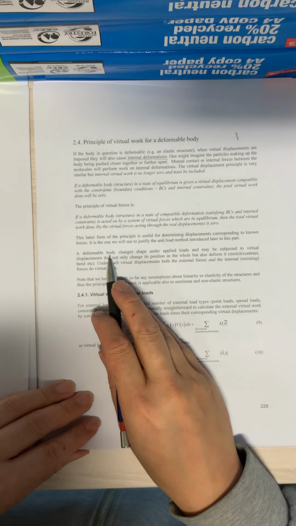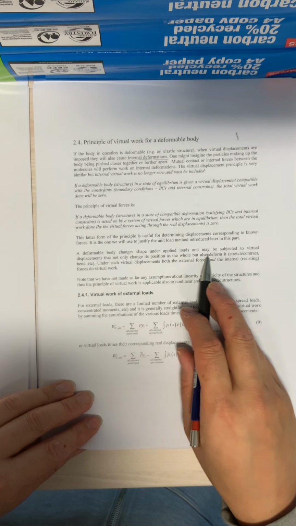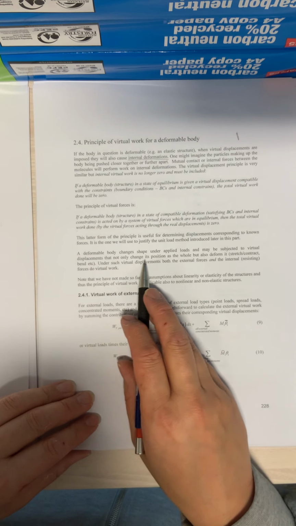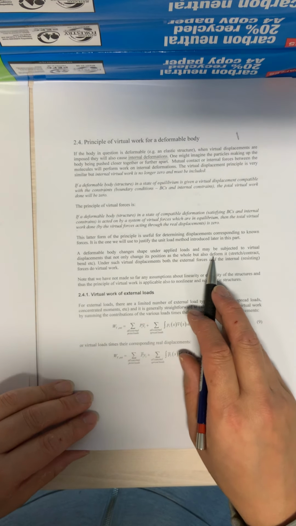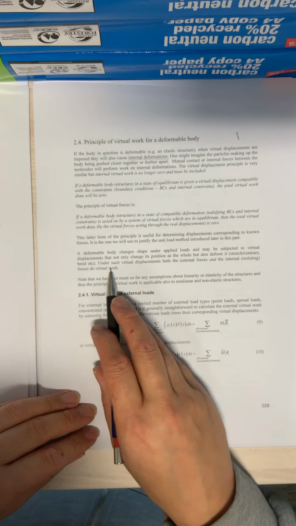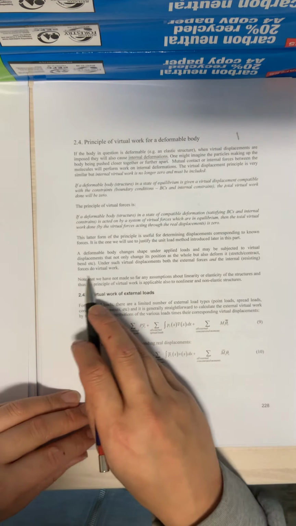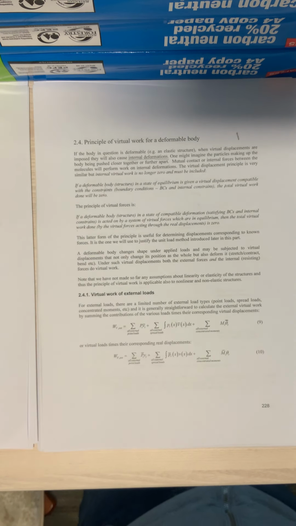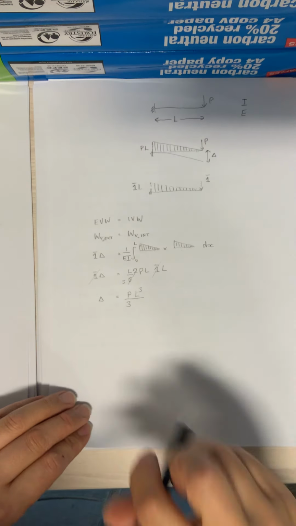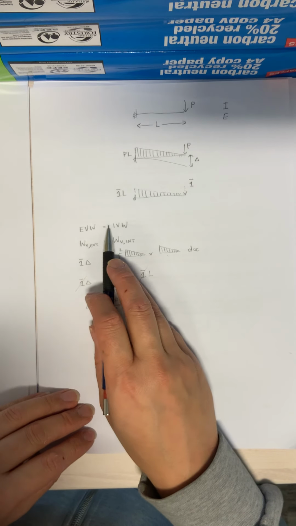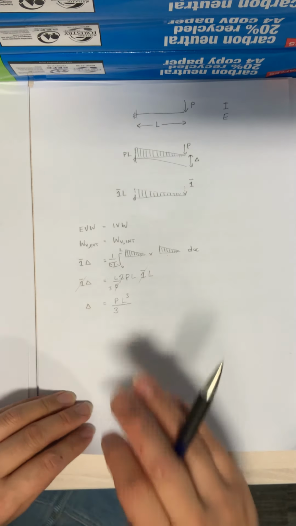A deformable body changes shape under applied loads and may be subjected to virtual displacements that not only change its position as a whole, but also deform it. Under such virtual displacements, both the external and the internal forces do virtual work. And that's why later on we're saying, for this case here, that the external virtual work is going to be equal to the internal virtual work.